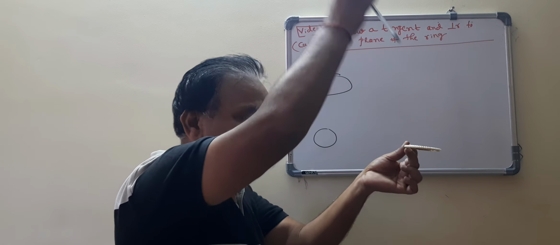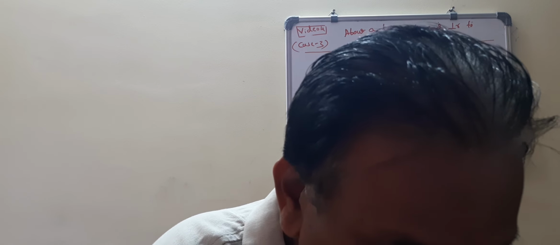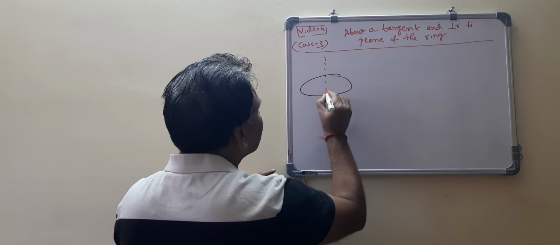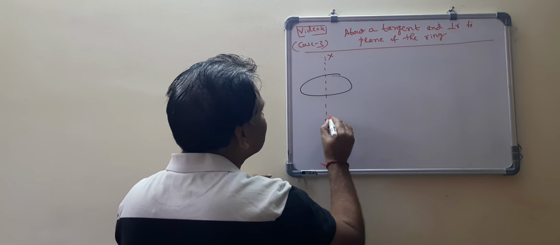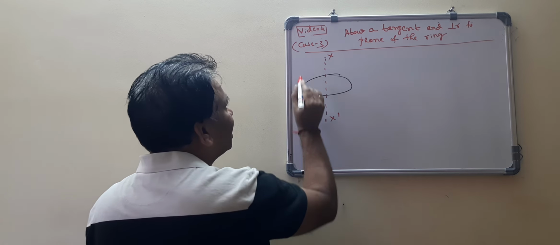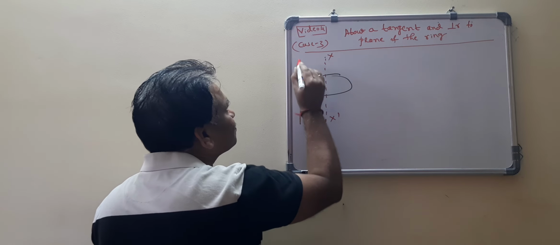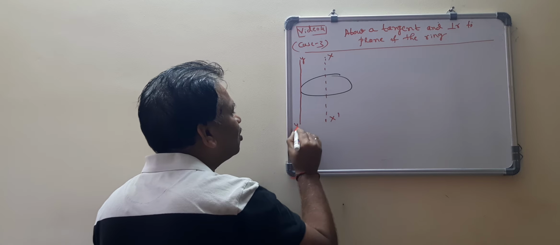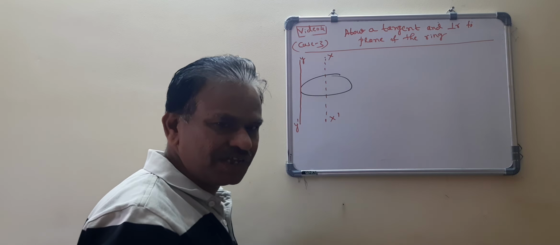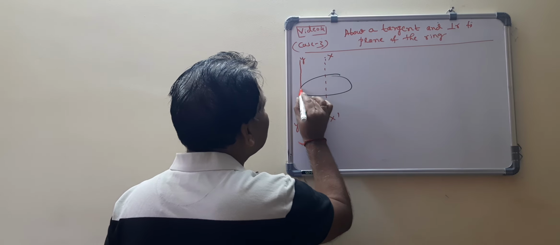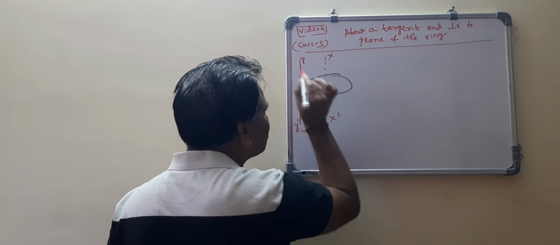Of course, one axis is passing through its center. This is x dash. And another axis is there, like this, y. Please draw the same diagram. Of course, in the notes, a little bit may be different. And what is this distance? It is R.